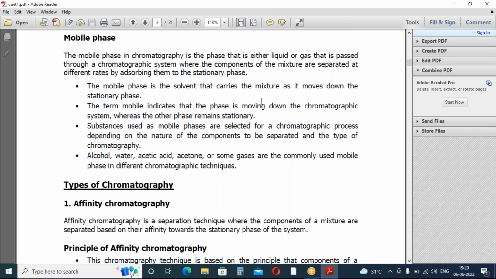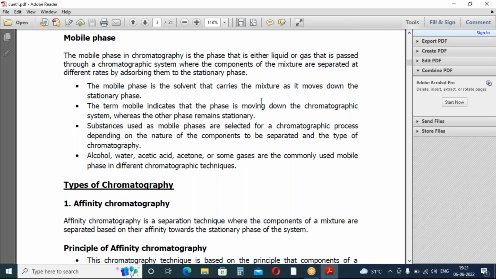We will discuss the principles, the procedure involved, and the use of that particular type of chromatography. In the exam, these questions may arise as matching type questions, or statement type questions, or they can ask directly.